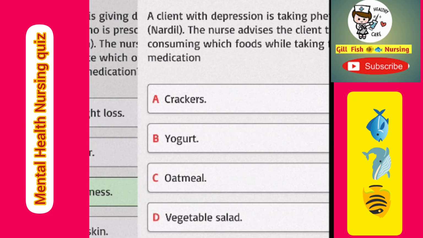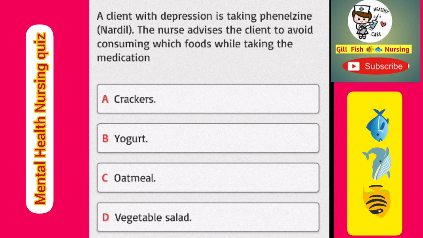Next question. A client with depression is taking phenelzine. The nurse advises the client to avoid consuming which food while taking the medication. The drug is phenelzine, that is Nardil. So what food should not be taken? That is yogurt, because phenelzine is an MAO inhibitor, a monoamine oxidase inhibitor. The client should avoid eating tyramine-rich food. So that's why you should avoid yogurt. Okay, got it now? Not only yogurt, even meat, fruits, cheese, some alcoholic beverages, and chocolate should be avoided during MAO inhibitor therapy.